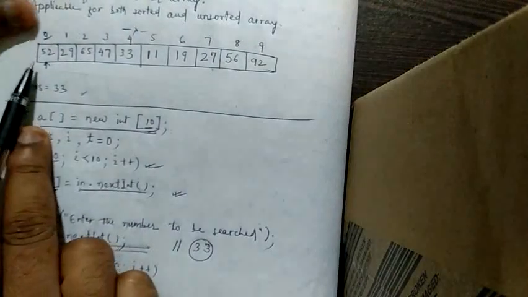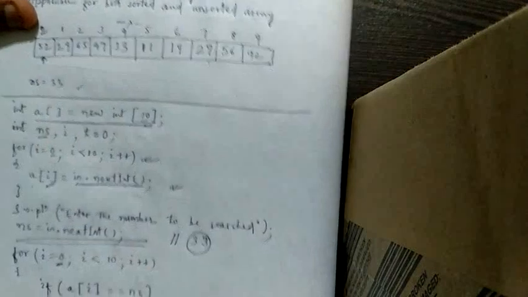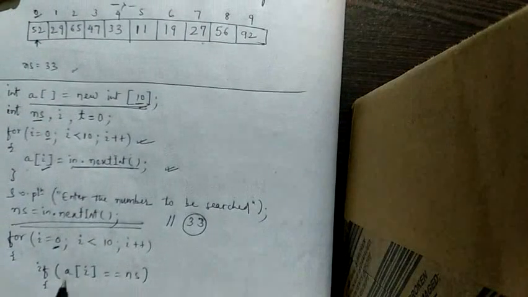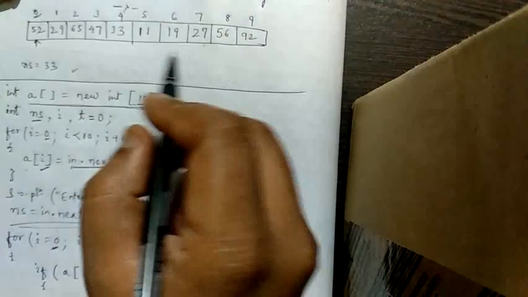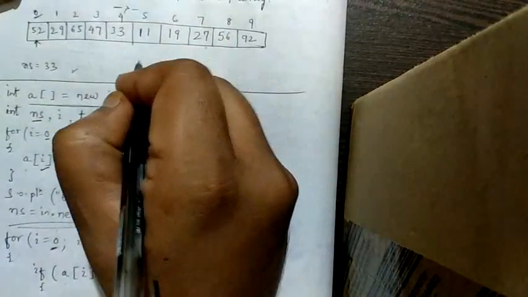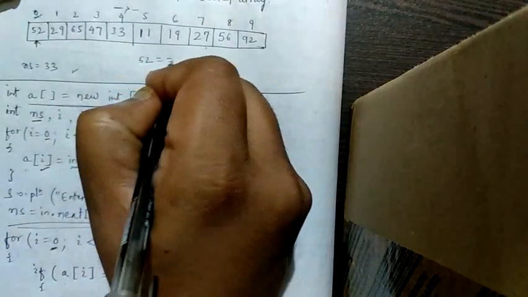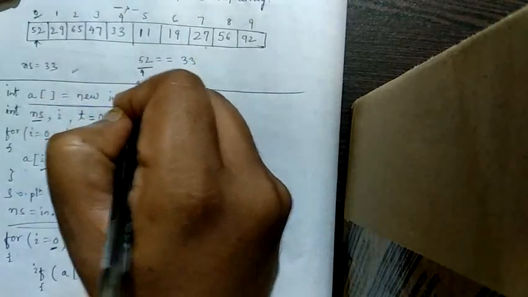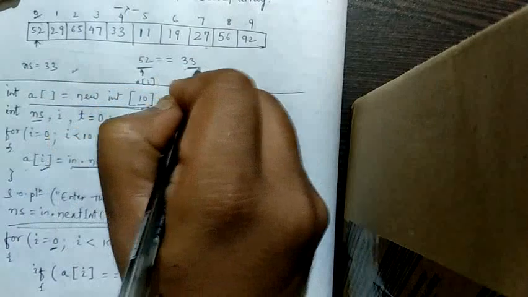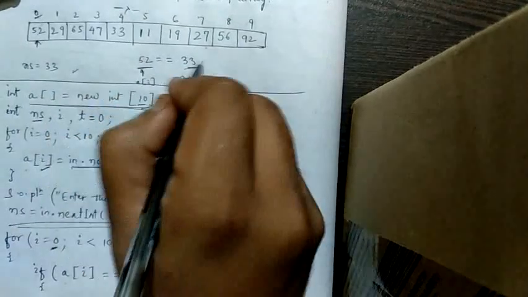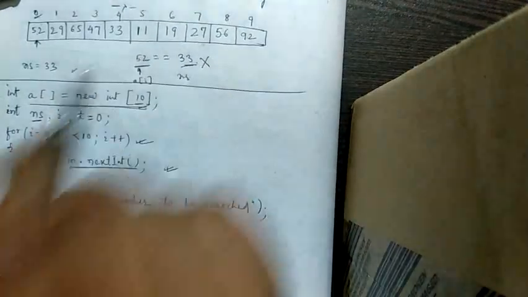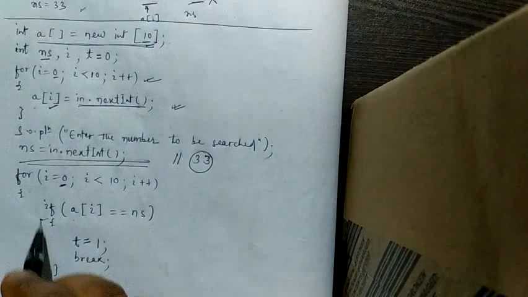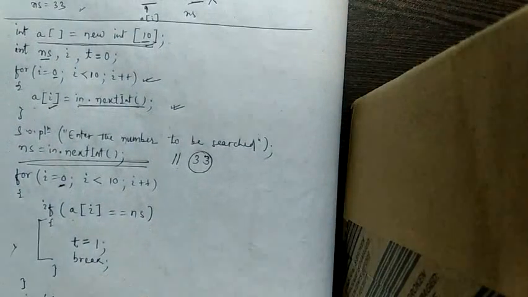So this index number is pointing out. When we are checking the condition, if a of I, first it will check the condition here: is 52 equal to 33 or not? This represents a of I, and this represents ns. Are they equal? No. If that is the case, then this if block will not execute.